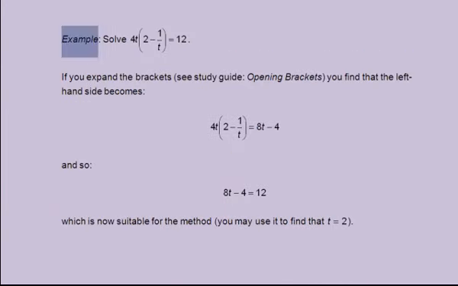Example. Solve 4t multiplied by 2 minus 1 over t equals 12. If you expand the brackets, see study guide, opening brackets, you find that the left hand side becomes 4t multiplied by 2 minus 1 over t equals 8t minus 4. And so 8t minus 4 equals 12, which is now suitable for the method. You may use it to find that t equals 2.